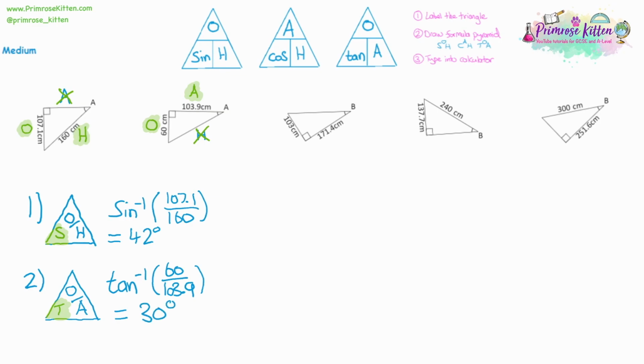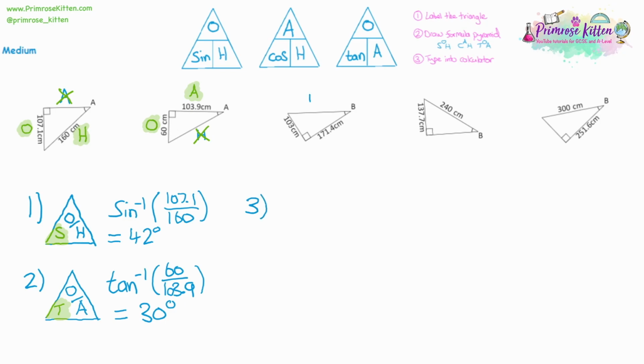So what's happened here is that the calculator has done 60 divided by 103.9 and it's got a value. It's looked up that value in the tan table, and next to that value in the calculator's memory, it has exactly 30 degrees. Moving on to question 3.